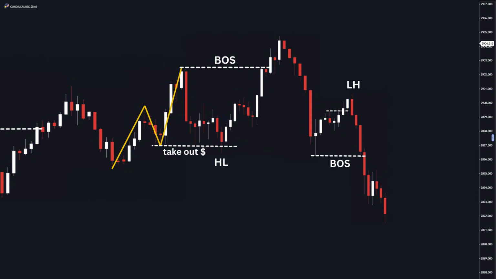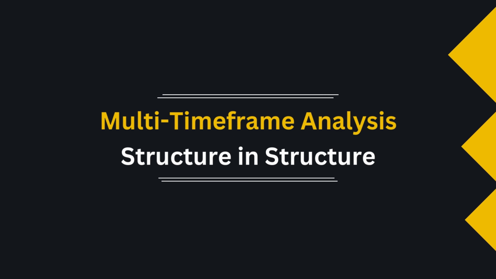Remember, this market structure concept is not limited to any time frame, any pair or any market, but it will take time for you to master it. So keep practicing it on different pairs in various time frames. Now let's move to our next topic, analyzing the market structure in multiple time frames.